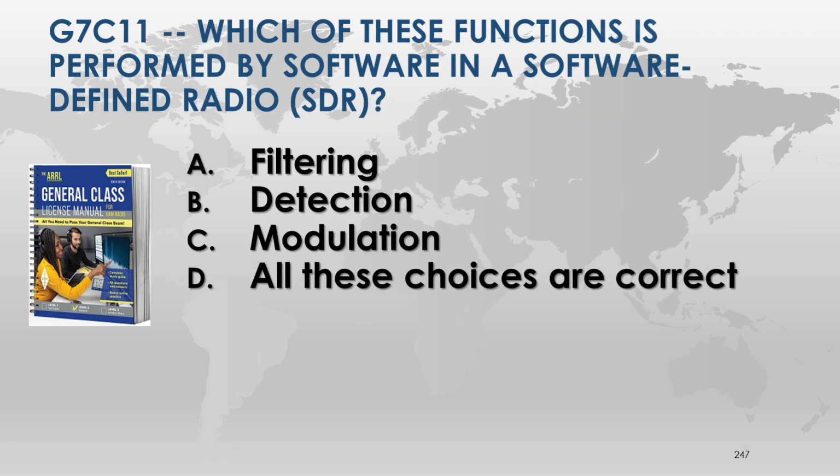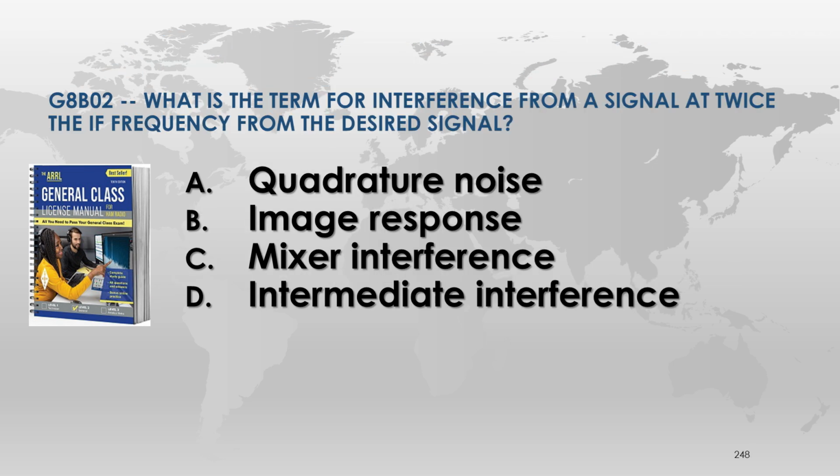Yeah. Which of these functions is performed by software in a software-defined radio? Delta. If it's a radio, it has to filter things. It has to detect them, and it has to do modulation, right? Yep. Although, actually, if it's a receiver, it doesn't have to modulate, it has to demodulate. But it's still a function. That's what it's talking about. All choices. Delta.